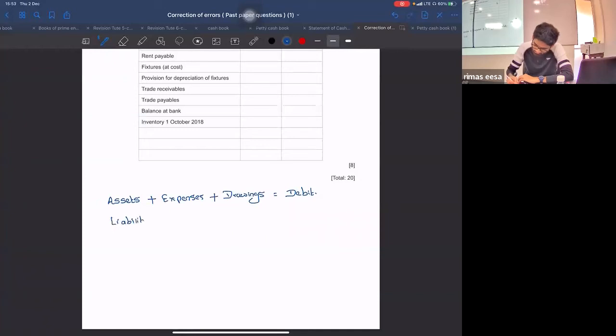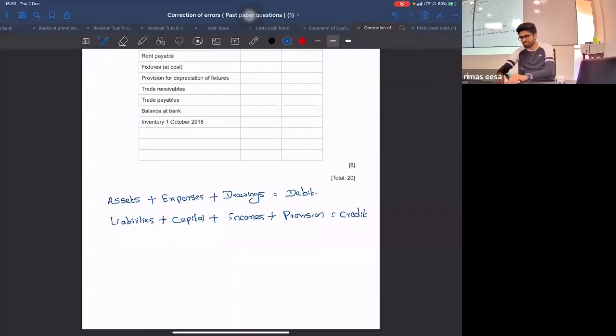Liabilities, capital, income, and any provisions. If you see the word provision for depreciation, provision for doubtful debts, any of those, it should always be on the credit side. So below that trial balance, can you write this rule and keep? Then it's easy when you do the trial balance. Assets, expenses, and drawings should be on the debit side. Liability, capital, income, and provision will be on the credit side. Then when you do a trial balance, it will be very much easier.